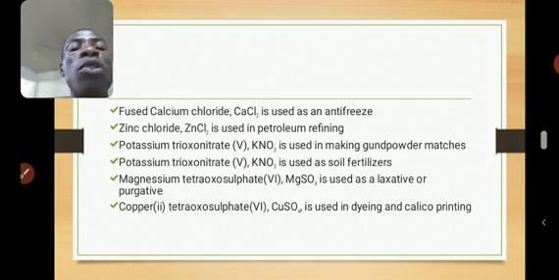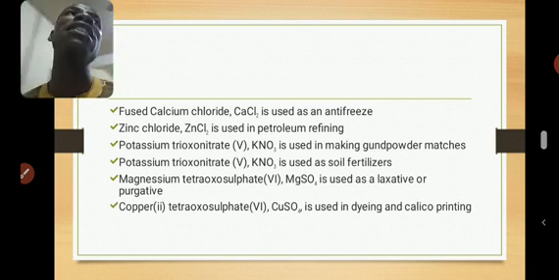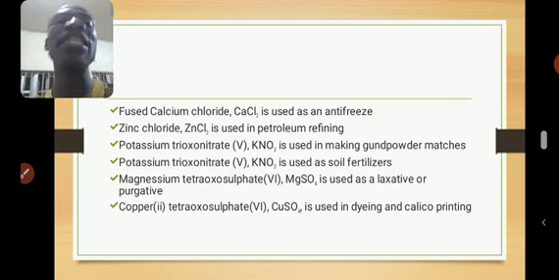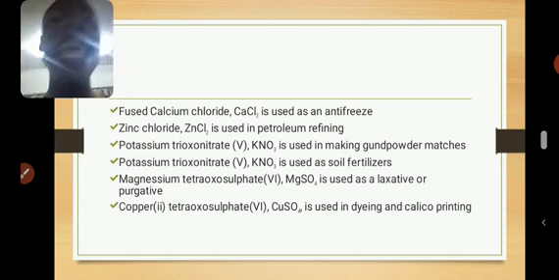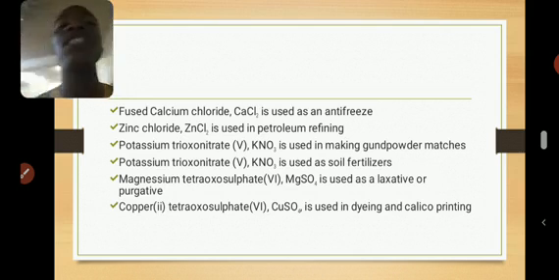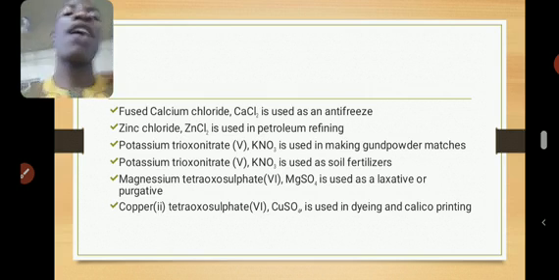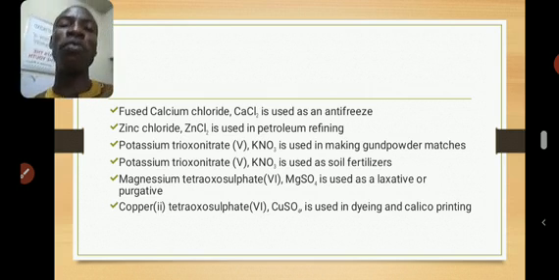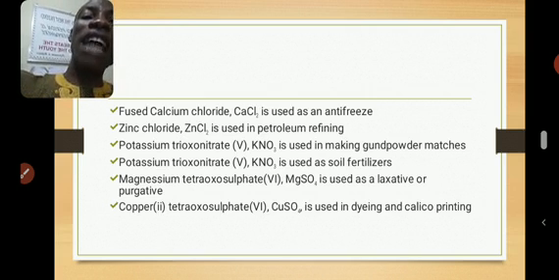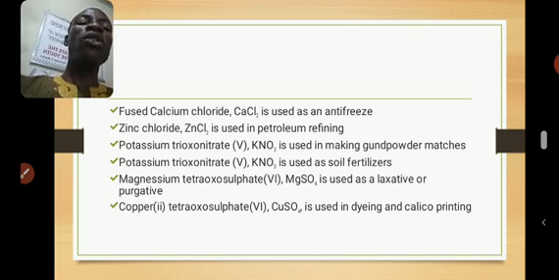Fused calcium chloride is used as antifreeze. That is added to car radiator to prevent the water inside from freezing early. Because if water freezes inside your radiator, you have a big problem. So it's used to prevent car radiator from freezing. So you call it antifreeze. So calcium chloride is called antifreeze.